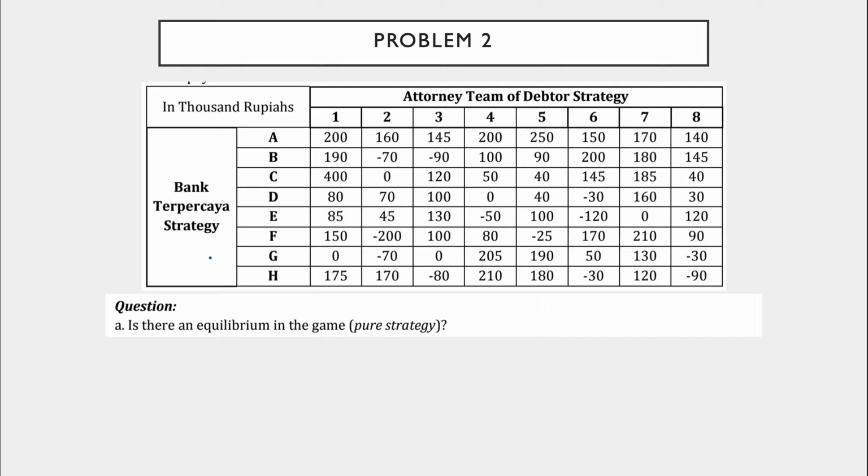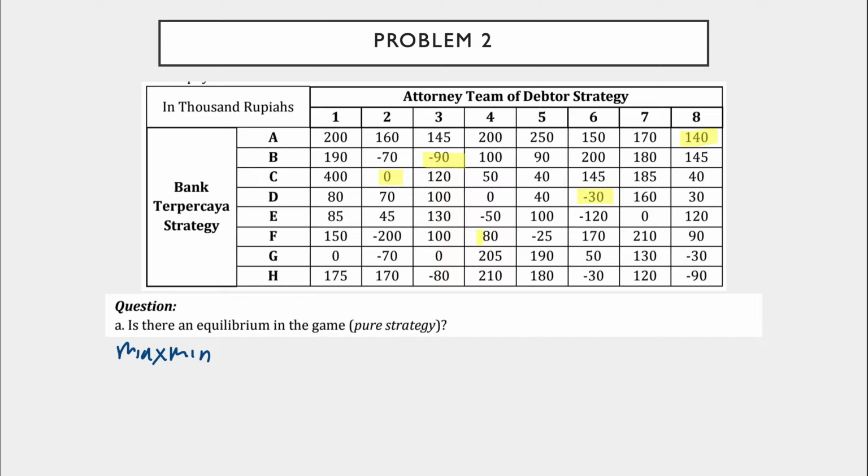In this game, we have 2 players, Bang Terpercaya as offense and Attorney Team as defense. As offense, we will use the Maximin strategy. So from each strategy, we try to choose the smallest and then pick the largest. For strategy A, the smallest is 140. Strategy B, the smallest is minus 90. Strategy C, smallest is 0.